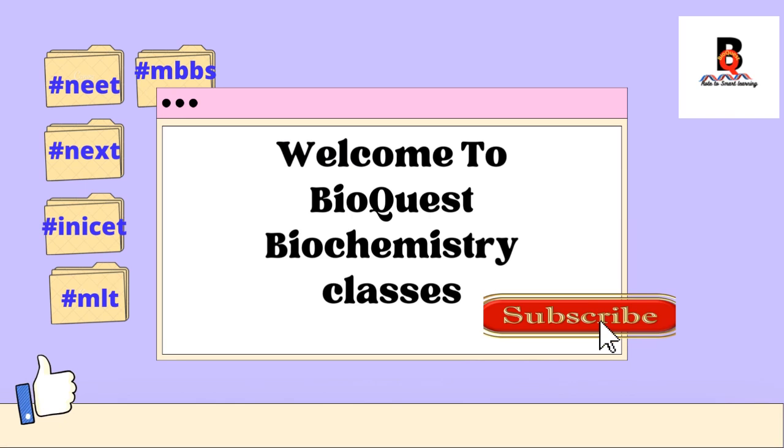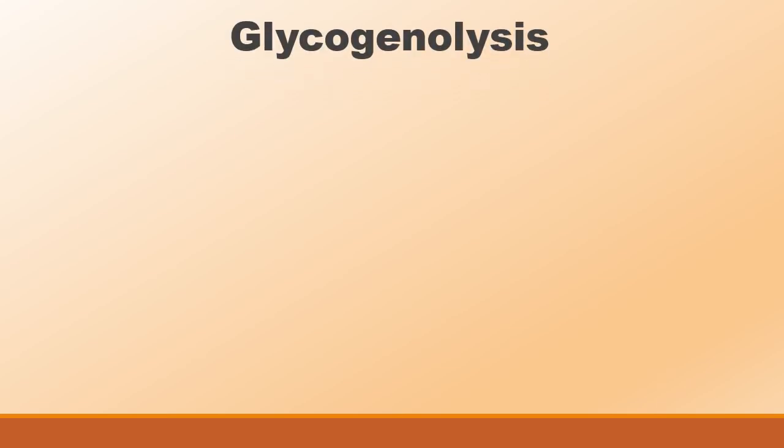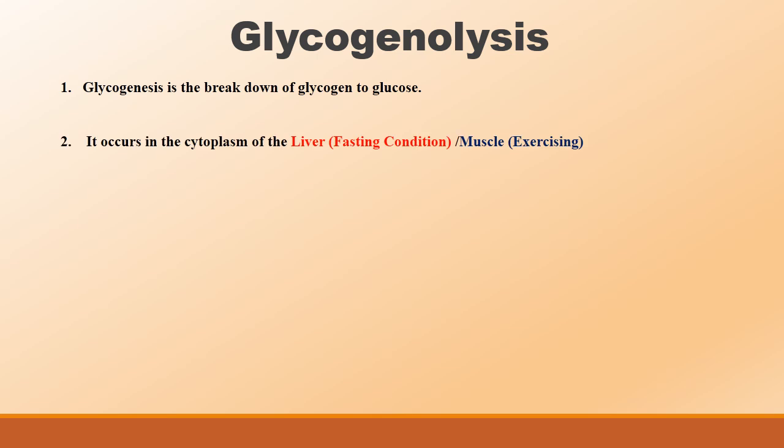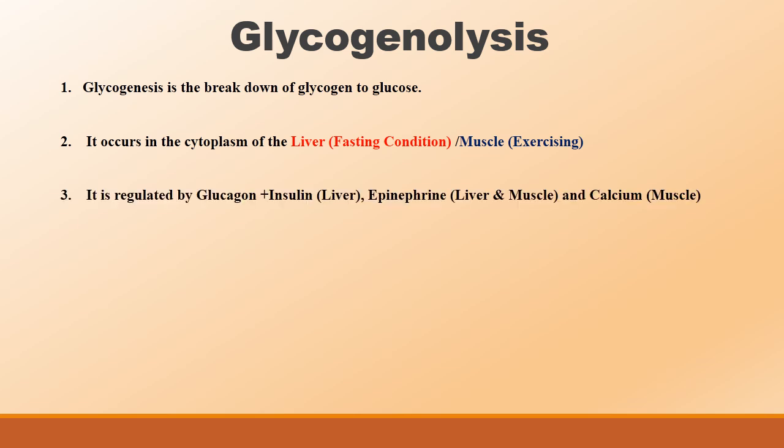Biochemistry classes. Today I am back with a video on glycogenolysis. What is glycogenolysis? It is a metabolic process involving the breakdown of glycogen to glucose. Where does it occur? It occurs in the cytoplasm of the hepatocytes in fasting condition and in exercising muscles.